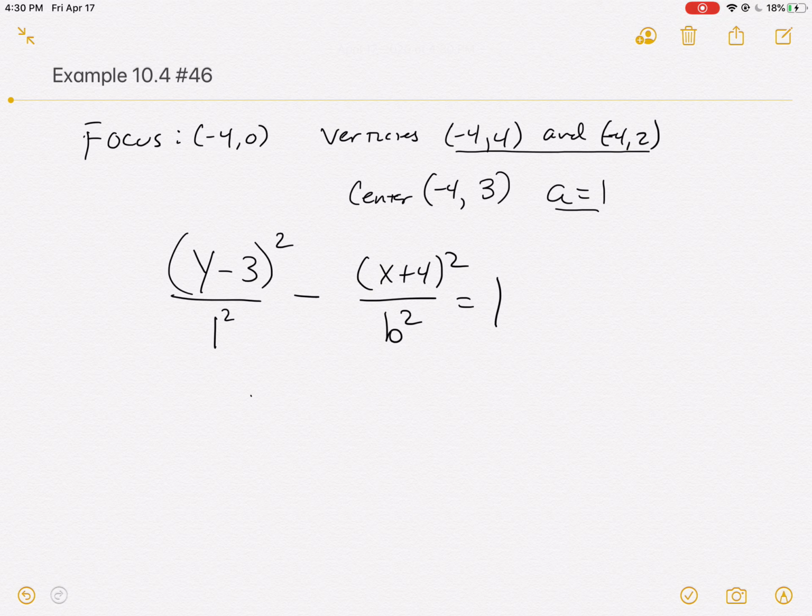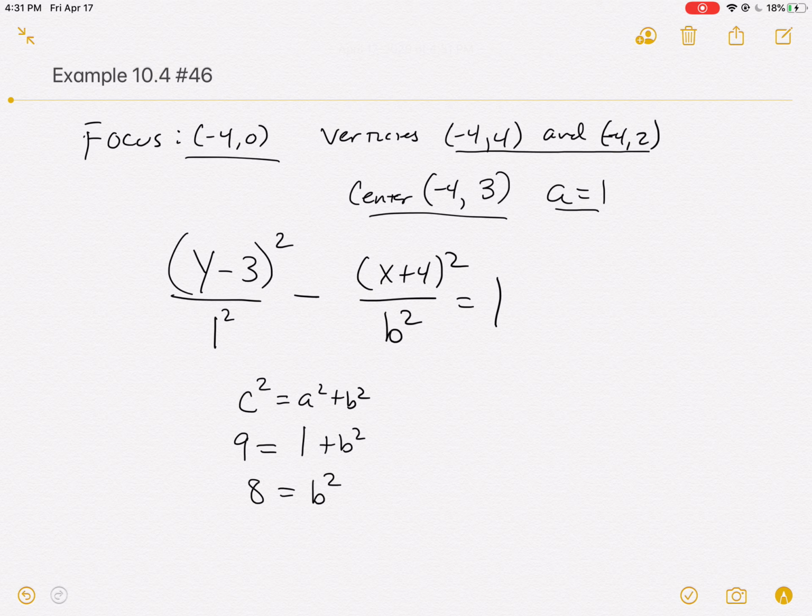No problem. We know c squared is equal to a squared plus b squared. So what's c squared? Well, c is going to be the distance from the center to the focus point. We'll take a look at the center and the given focus. There's a distance of 3 there. So c squared will be 9, which is equal to a squared, which was 1, plus b squared, which we don't know. So what's b squared? Well, it's equal to 8.